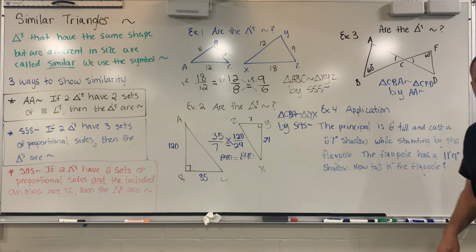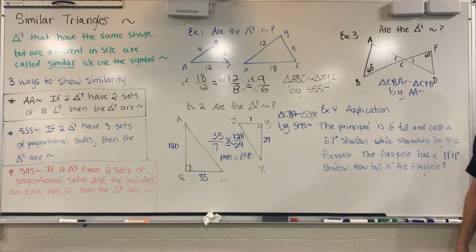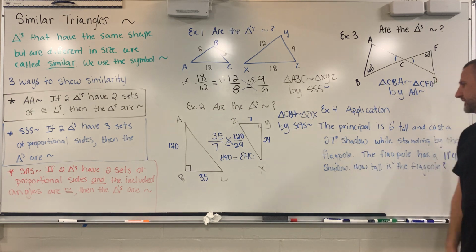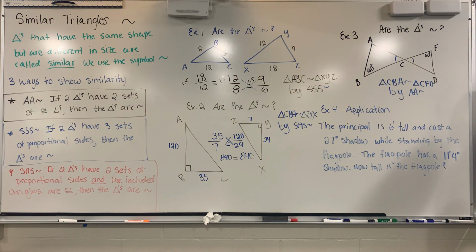All right, my last and final thing here is application. We use similar triangles all the time in things like surveying and architecture and mapping things out. For example, we're going to look at this one and it says, our principal is 6 feet tall and he cast a 27-inch shadow while standing next to our flagpole out there. So while he stands out there doing his little hall duty or passing duty, notice he's got a 27-inch shadow. The flagpole has an 11-foot 4-inch shadow. How tall is the flagpole? Believe it or not, I can figure it out.